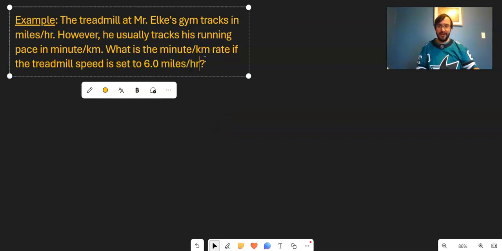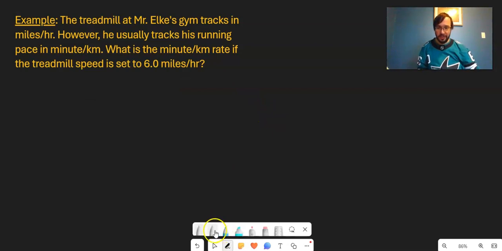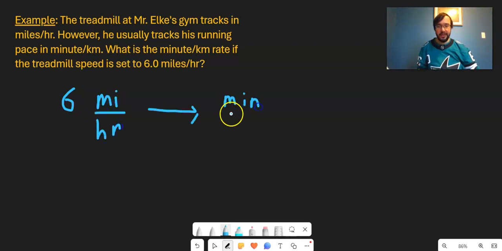I knew I would make a typo. Miles per hour. So we are pretty much going from 6 miles per hour into minutes per kilometer. Now, this is an interesting example because there's actually an extra step we have to do. And we can do this at the very start, or we can do this near the end, but let's get it out of the way now.